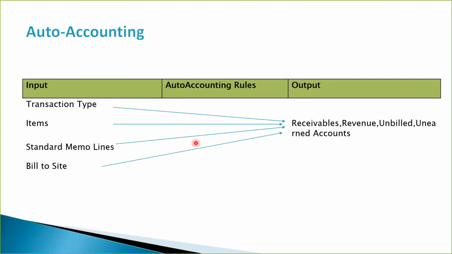Auto accounting rules can utilize any of these features here, such as the transaction type, the items, for when you're using items in, let's say, inventory organization or for order management. You can use standard memo lines whereby you associate a revenue account to the standard memo line such that when you use that standard memo line, the distribution is automatically picked from that memo line. We also have another one, the bill to site. If we go to the sites or the addresses that we create for our accounts, you can see a place where we can enter the accounts, any of these accounts, receivables, revenue, unbilled, and unearned revenue for a particular customer.